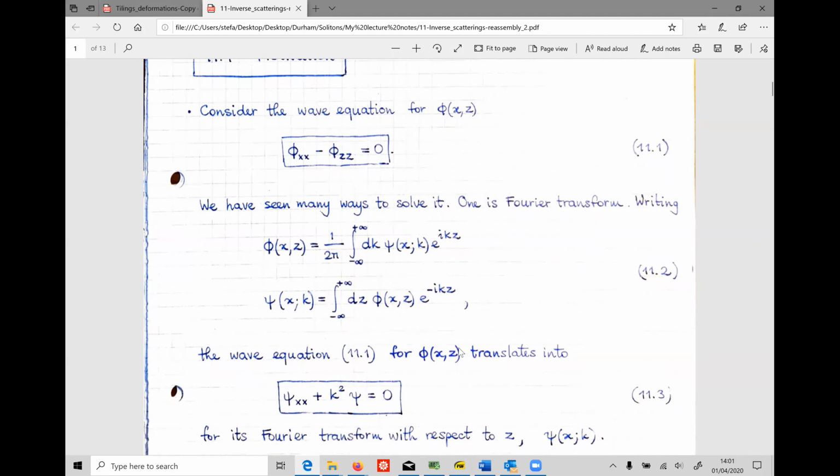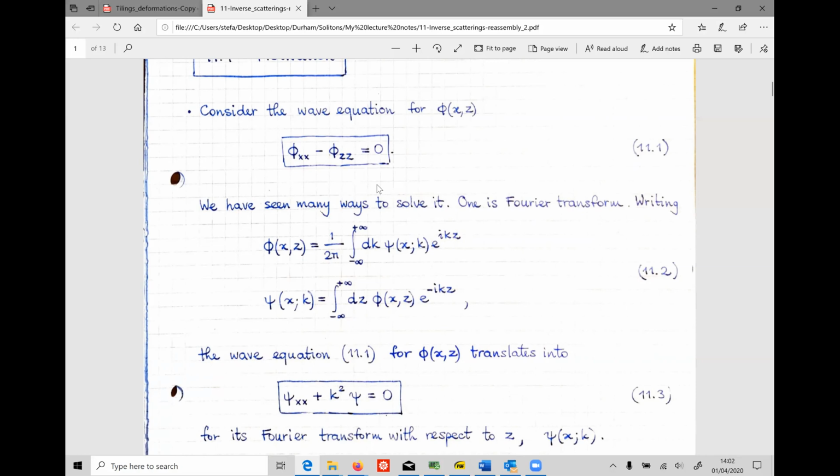And as you can see, this is essentially the same as a time-independent Schrödinger equation with energy equal to k squared and the potential V equal to 0. And since usually we adopt the letter psi for the wave function in the Schrödinger equation, that's why I use psi for the Fourier transform of phi. So the free time-independent Schrödinger equation 11.3 is the Fourier transform of the wave equation 11.1 with respect to the dual variables or conjugate variables z and k.